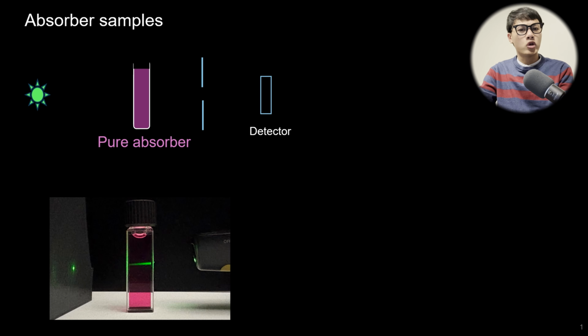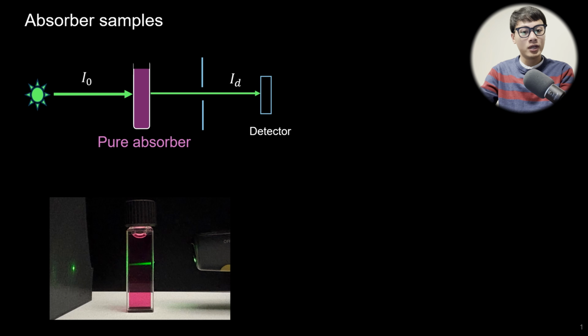Let's start with how a pure absorber behaves inside a UV-Vis spectrophotometer. A beam of light with initial intensity I_0 enters the sample. As it passes through, a part of that light is attenuated due to absorption. The remaining light exits the cuvette and reaches the detector, which measures it as the detected intensity, I_D.